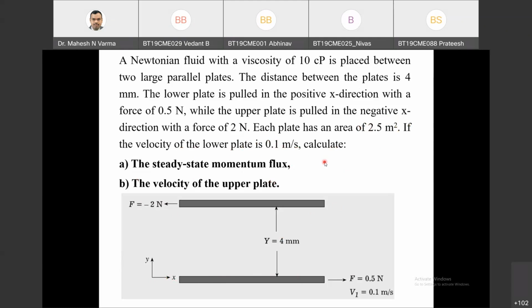So what will be the shear force on the plate? Roll number 6, Aksh. So the total shear force would be 2.5 Newton. Very good, excellent.